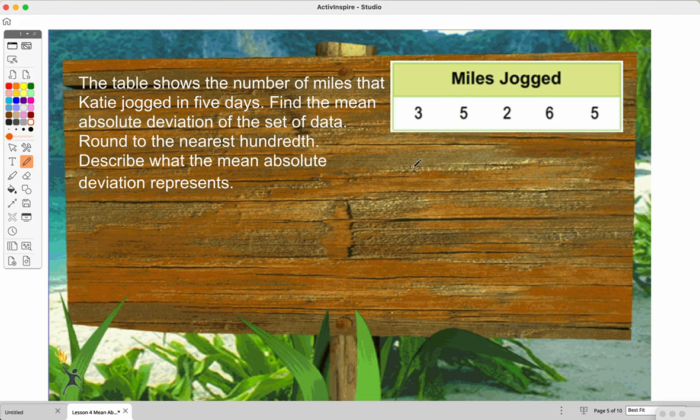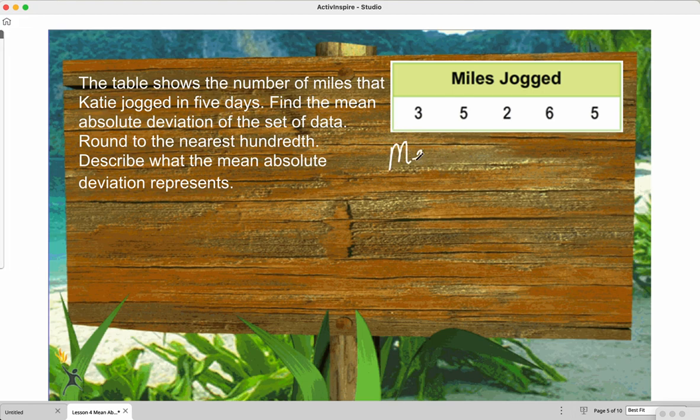All right, now that you've had time to do it, the first thing you did is you figured out that the mean was 4 2/10. Now you're going to go through and just do the math. 4 2/10 minus 3. 4 2/10 minus 5. 4 2/10 minus 2. 4 2/10 minus 6. And finally, the last one is another 4 2/10 minus 5.